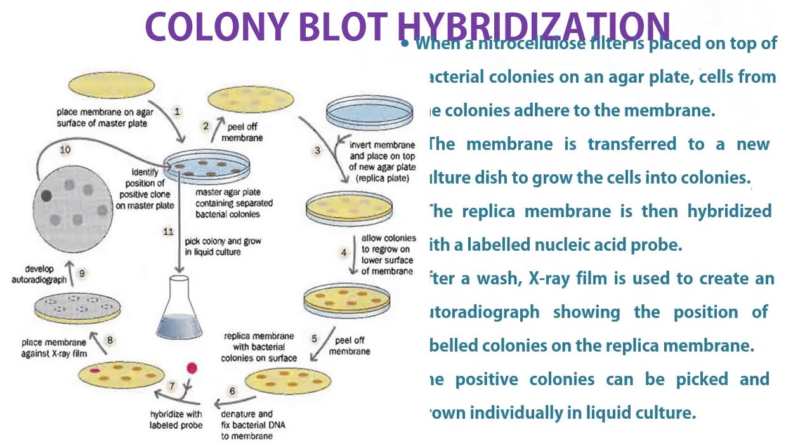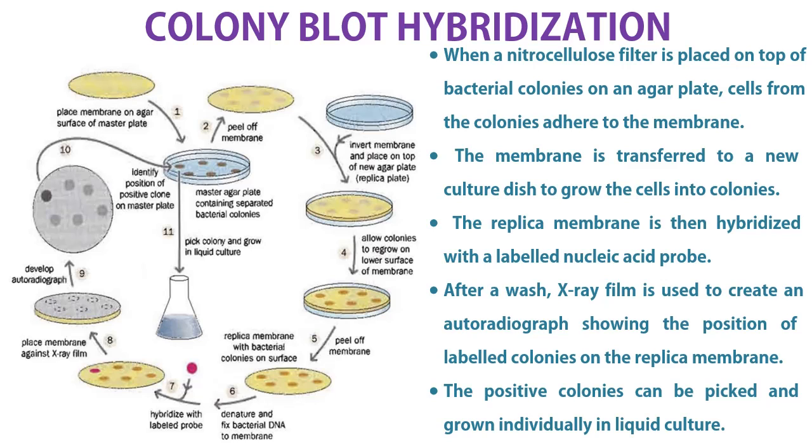Colony blot hybridization. When a nitrocellulose filter is placed on top of bacterial colonies on an agar plate, cells from the colonies adhere to the membrane. The membrane is transferred to a new culture dish to grow the cells into colonies. The replica membrane is then hybridized with a labeled nucleic acid probe. After a wash, X-ray film is used to create an autoradiograph showing the position of labeled colonies on the replica membrane. The positive colonies can be picked and grown individually in liquid culture.